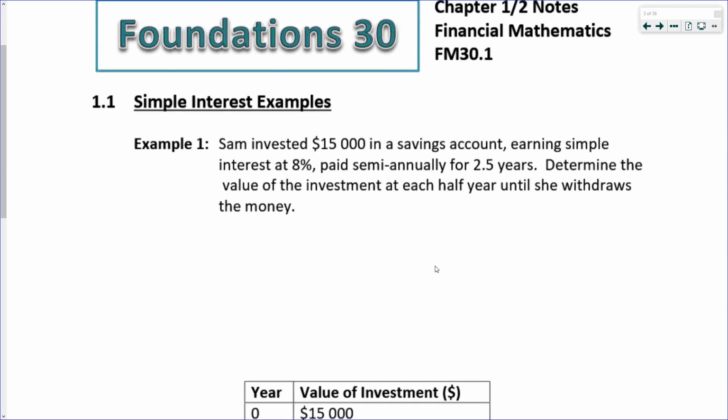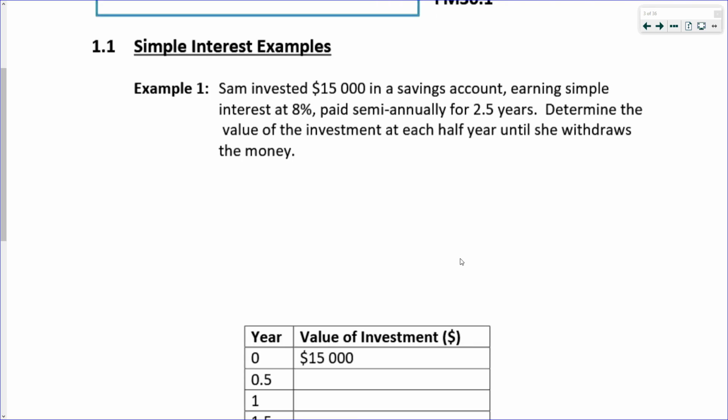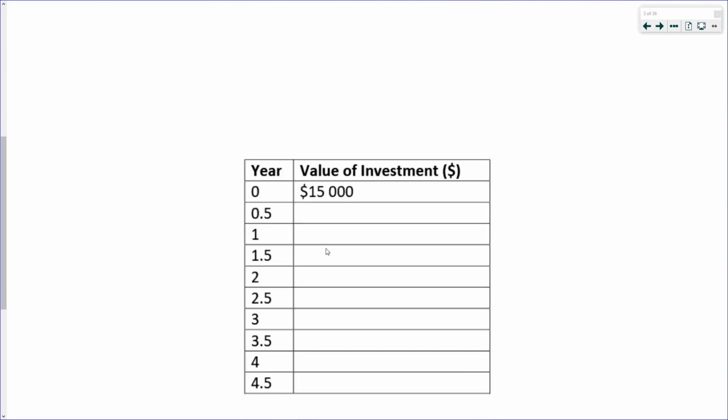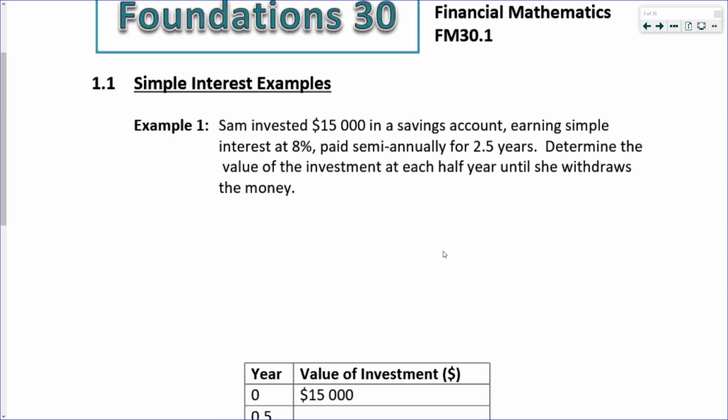So when you're doing simple interest, just a reminder that every calculation is going to be based on the original amount. So in this case, the 1,500. So what I've done is I've set up a table that I'm going to put my calculations into. So year zero, I started with the 1,500. And so my first job is to figure out how much interest she's going to earn to get to my 0.5, so my half year.